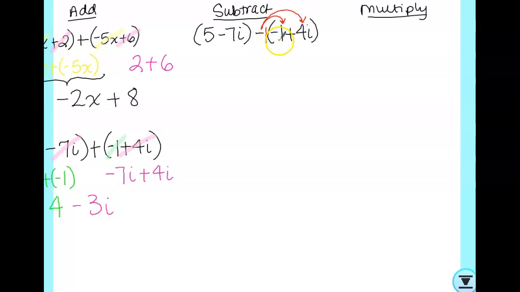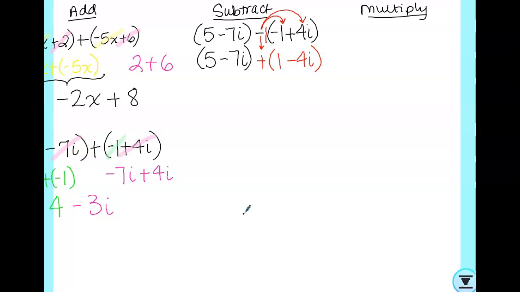So negative 1 times negative 1 is positive 1. And negative 1 times positive 4i is negative 4i. The subtraction sign is now going to turn to addition, and that first complex number is not going to change at all. So all we've done is we've taken the subtraction problem and turned it into an addition problem.